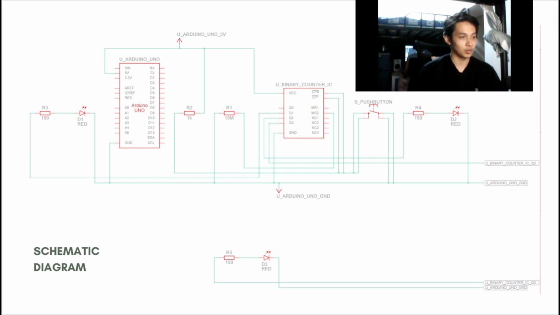pins. So we now move on to the Q pins, which are Q0 up to Q3. We can see that Q0 is not connected to any ICs or any wires into the breadboard, because the Q0 represents only a 2-bit binary or a 1-digit.